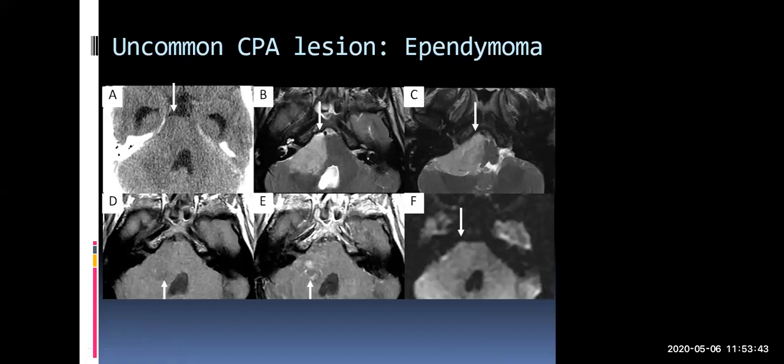Now, to end here, our advanced cases, these are tumors that you may never see in your career. These are fairly rare tumors in the cerebellopontine angle. I just put them here for completion's sake. This is a case of an ependymoma. These are tumors that actually grow through the fourth ventricle into the cerebellopontine angle.